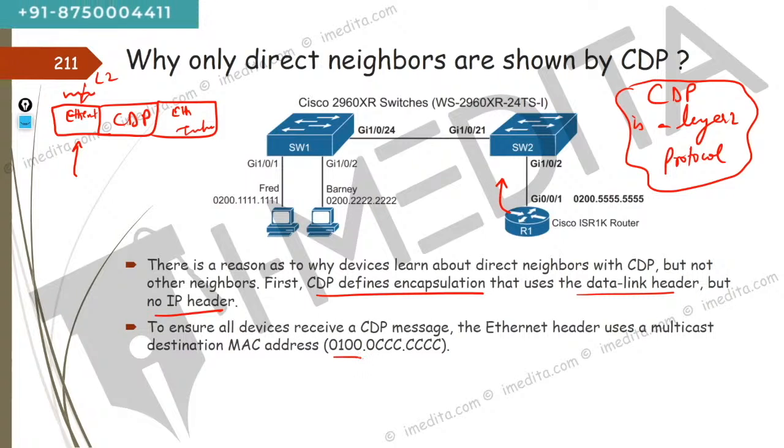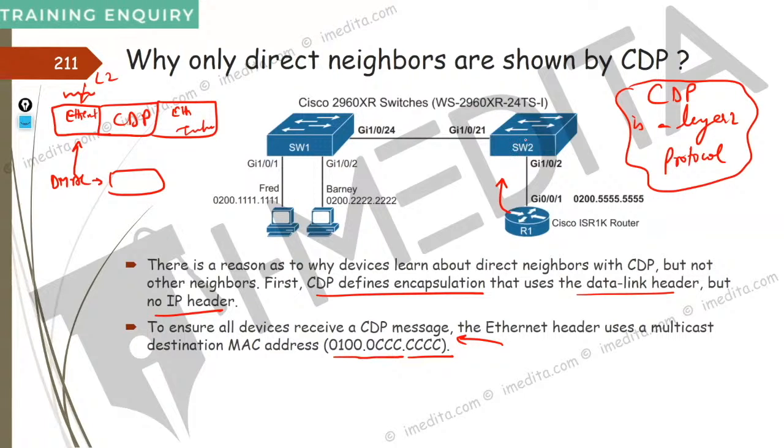01000CCCCCCC. So this is the destination MAC address that R1 will use in the Ethernet header and send this message to the other side.